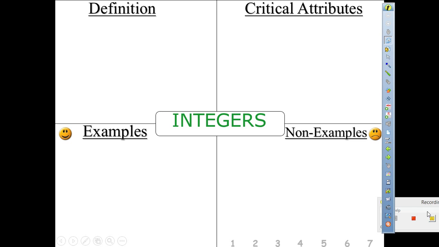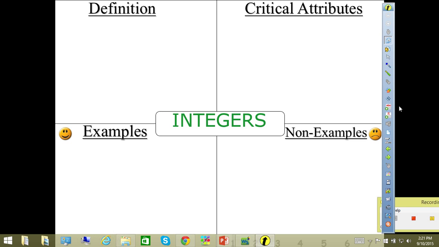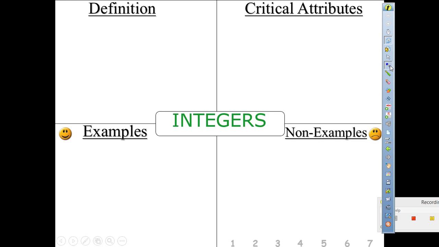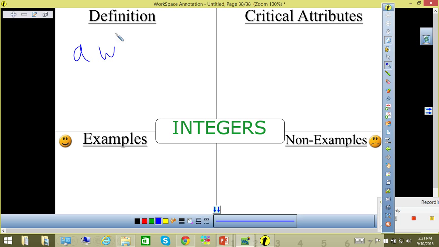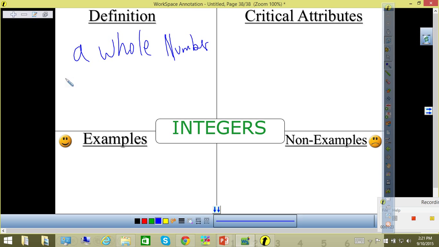All right, share with your neighbor, please. What is the definition? All right, Anissa, what is the definition of integers? A whole number and their opposite. You guys agree with that? Yeah. Let me write it in here. A whole number and their opposite. Yeah, I'll take that definition.